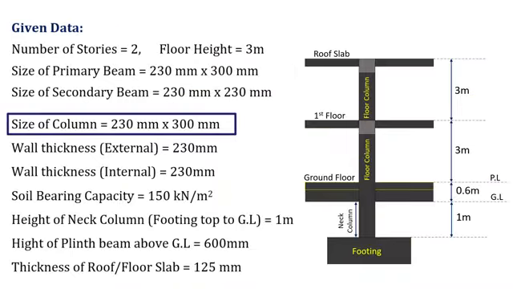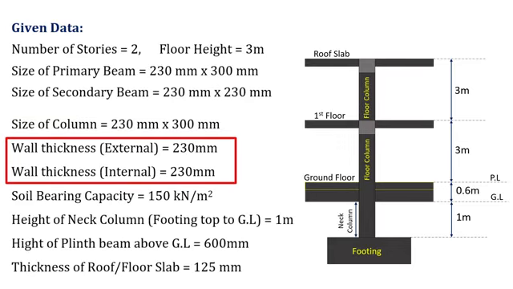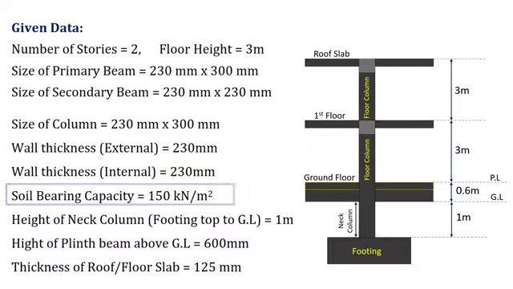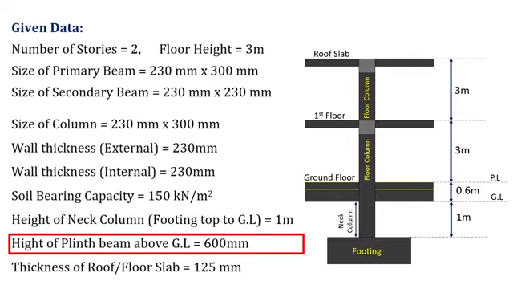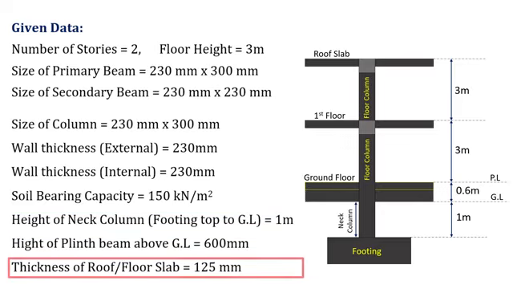Size of column is given as 230 into 300 mm. Both external and internal walls have thickness 230 mm. Soil bearing capacity is given as 150 kN per meter square. Height of neck column is 1 meter. Height of plinth beam above ground level is 600 mm. And the thickness of both roof slab and floor slab is assumed to be 125 mm.